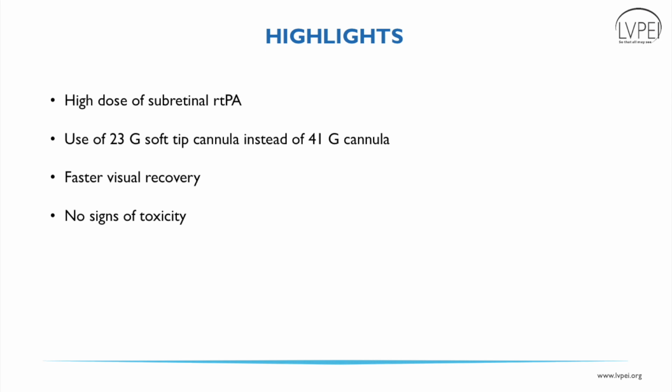The highlights of our technique are as follows. We used a very high dose of subretinal TPA injection, that is 60 microgram, which is far more compared to the conventional limited dose of 10 to 25 microgram. A 23 gauge soft tip cannula was used instead of a 41 gauge subretinal cannula to inject a large quantity of subretinal TPA. During the post-operative period, the visual recovery is achieved faster than any other technique, and there were no signs of toxicity on any follow-up visit.